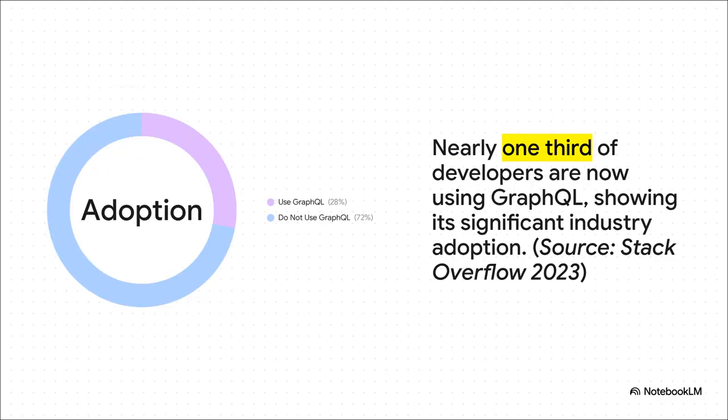And believe me, developers are paying attention. The 2023 Stack Overflow survey showed that nearly a third of professional developers are now using GraphQL. This isn't some niche experimental tech anymore. It's a core part of the modern developer's toolkit.